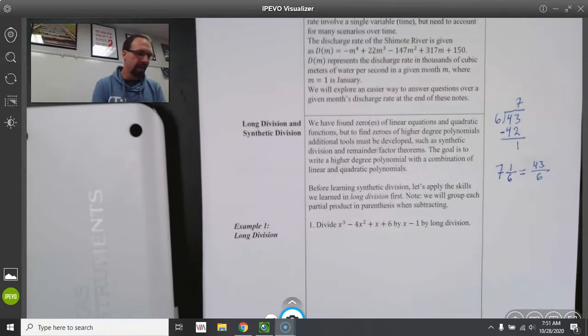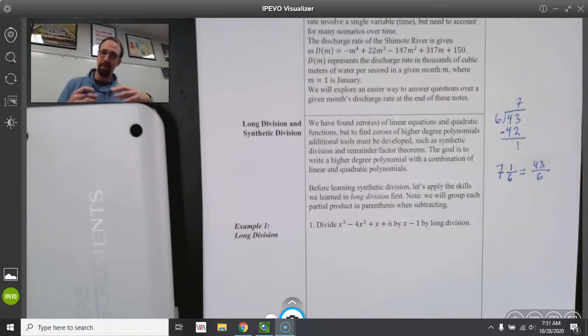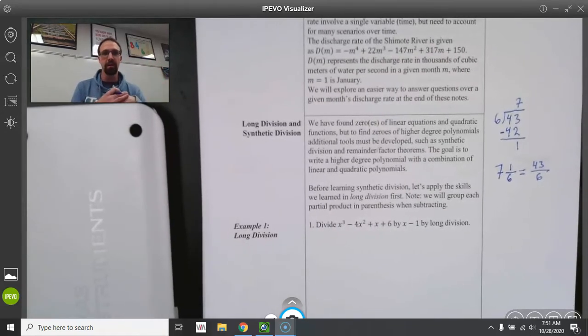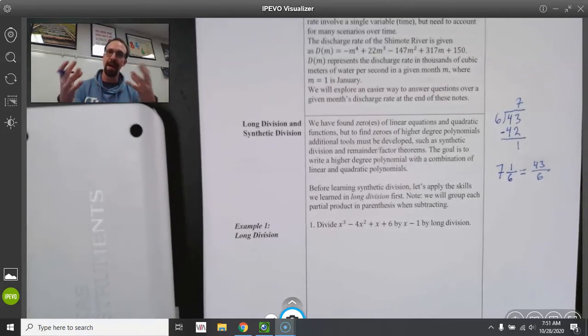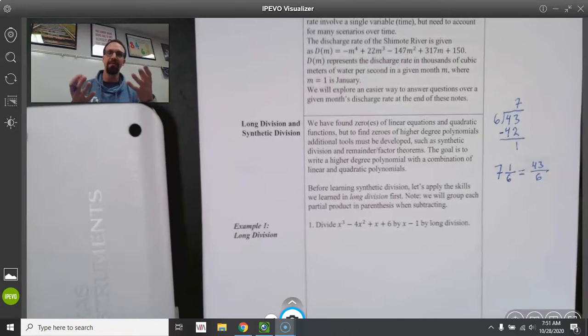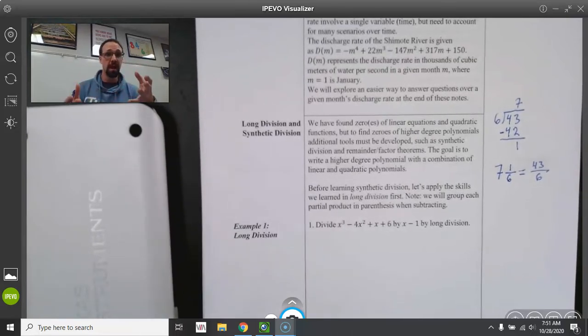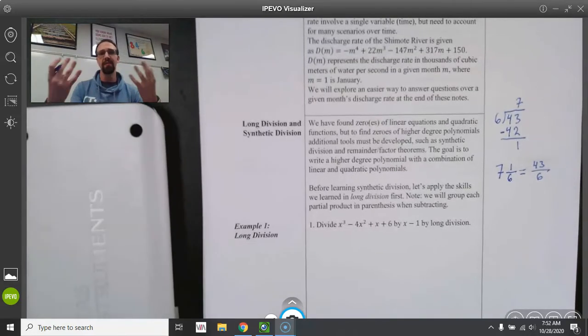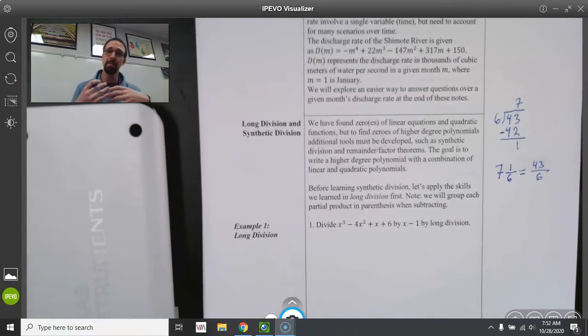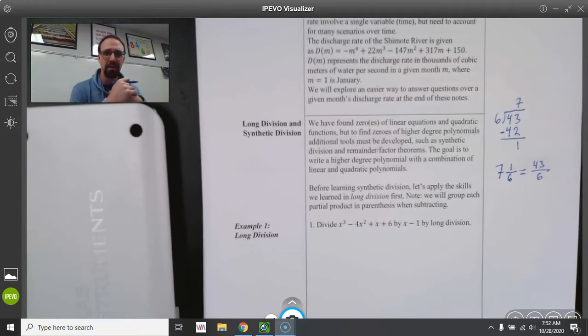So with synthetic division and long division, our goal here is to write a polynomial of a higher degree. So anything above a cubic really, so even a cubic, a quartic or a quintic, any of those higher degree polynomials, our goal is to basically factor them into smaller pieces. By factoring them into smaller polynomials, we can take a longer or more complicated problem and factor it down into smaller parts, and then we can analyze those parts to give us useful information about either the graph, the polynomial, or the problem itself.